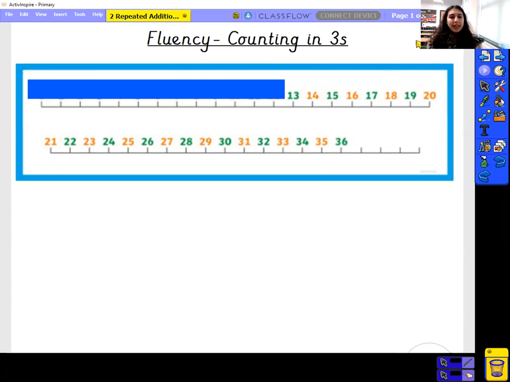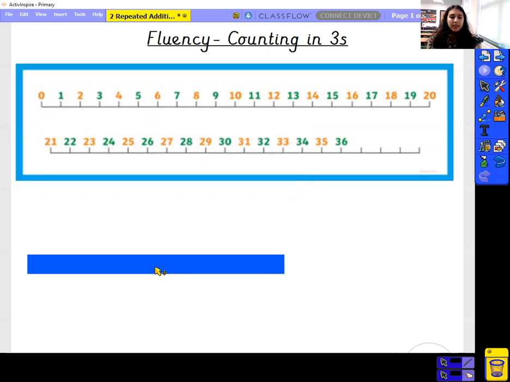But before we get into it, we're going to have a go at some fluency. So today's fluency is carrying on from yesterday's, and it's all about counting in threes. You might remember that yesterday I asked you to try to memorize the first 5 numbers in our counting in threes sequence. So can you remember what they were? Let's have a look and see if you got that right.